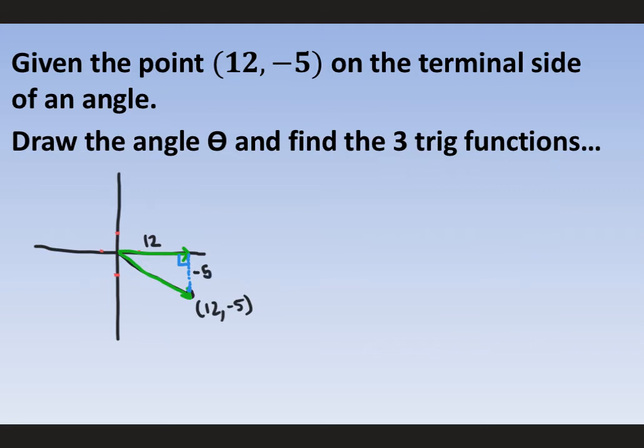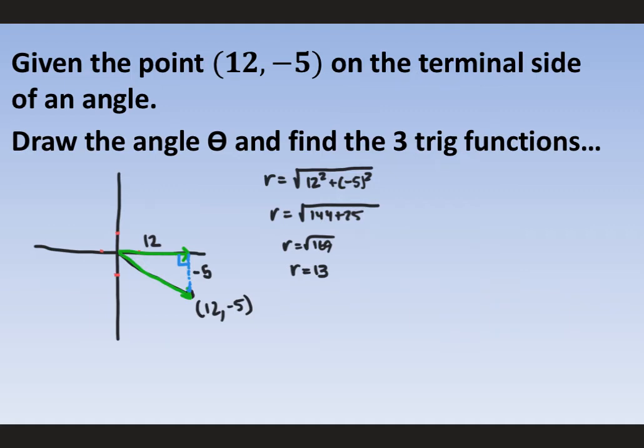Now I need to do a little bit of math to get the r value. So I'm going to say my r value is equal to the square root of 12 squared plus, don't forget parentheses, -5 squared. So that's r equals the square root of 144 plus 25. So r equals the square root of 169, which means our hypotenuse is 13.